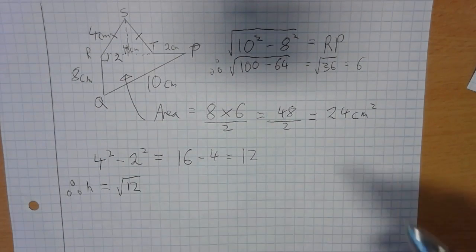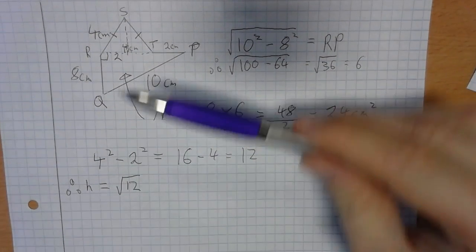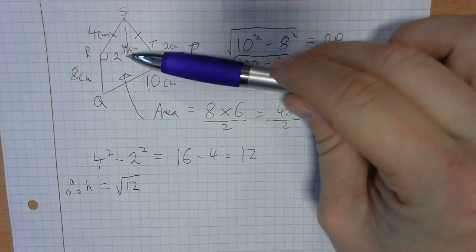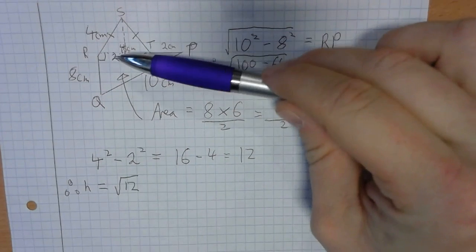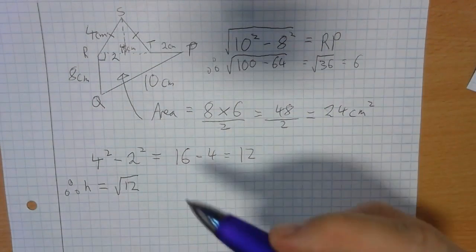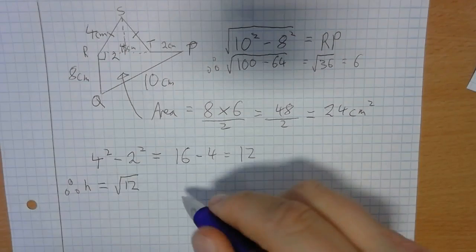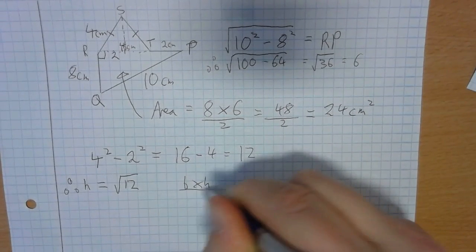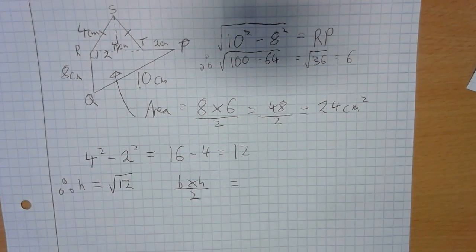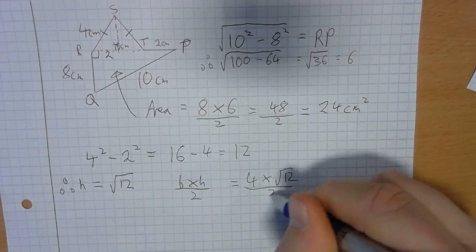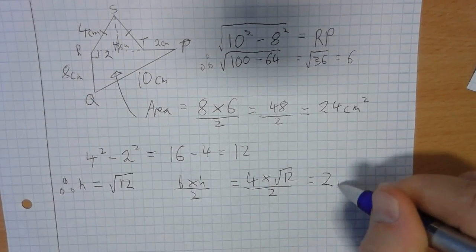Now, I think this is where people tend to make a mistake, because what we want is half base times height. Okay, so it's not 4 times by my height, it's 2 times by my height. That's half base times height. Or I could do base times height divided by 2. Either way round. So if I take base times height divided by 2, I've got 4 times by root 12 divided by 2, which is the same as 2 lots of root 12.